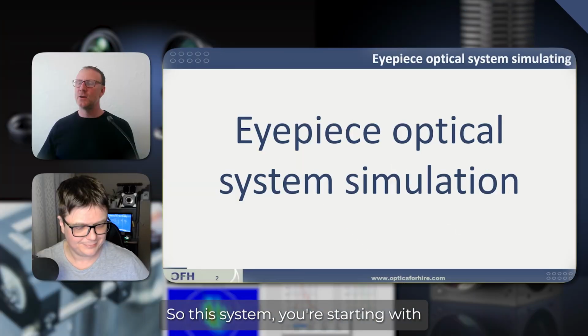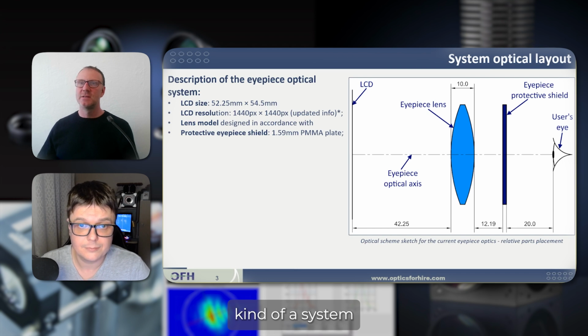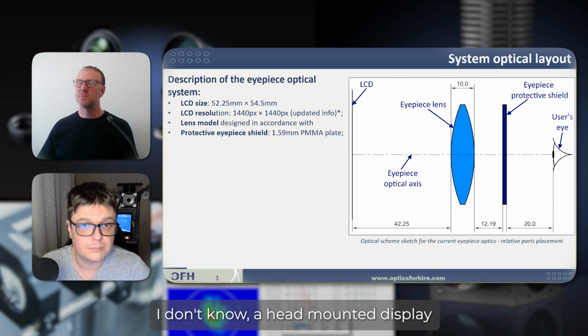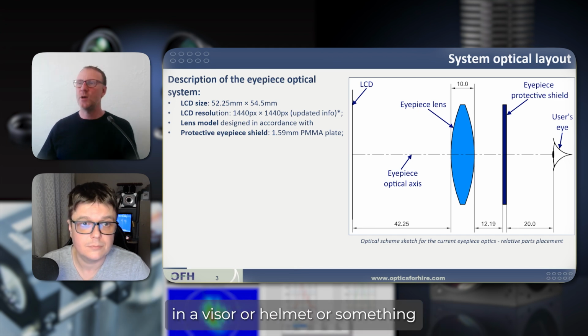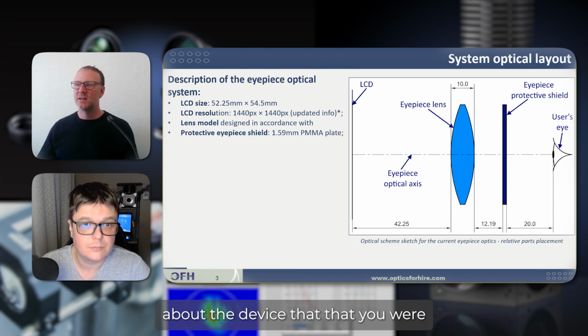So this system, you're starting with a very basic concept layout. As I recall, this is something that you might use in a head-mounted display or some kind of eyepiece system that you would put in a visor or helmet or something like that. Tell us a little more about the device that you were trying to design for our customer.